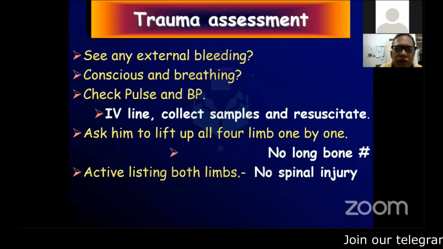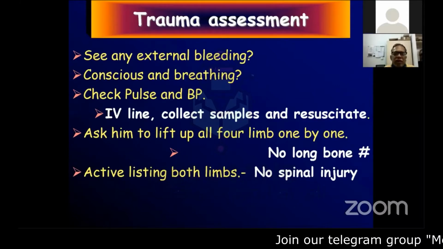Whenever you see such a trauma, see any external bleeding fast and control it, stop it. If the patient is conscious and breathing, be happy. Check the pulse and blood pressure, then start an IV line, collect all the blood samples, resuscitate, and ask him to lift up one by one limb. If he is able to lift up all four limbs, you have ruled out any long bone fracture. Actively, if you can lift up both the lower limbs, you can rule out spinal injury.